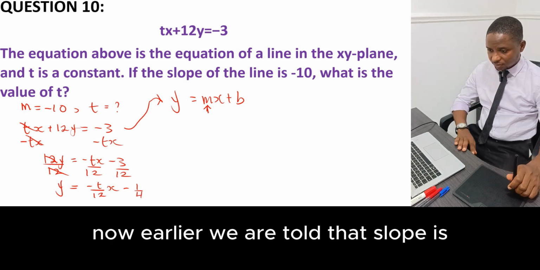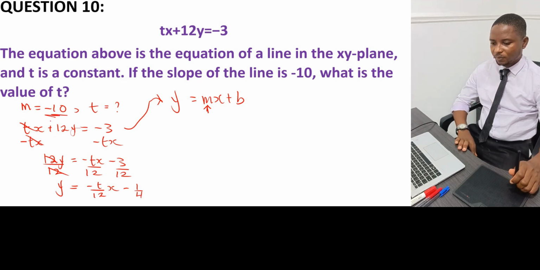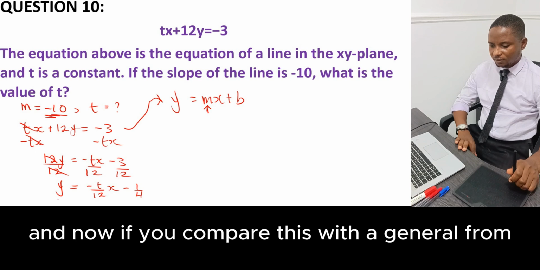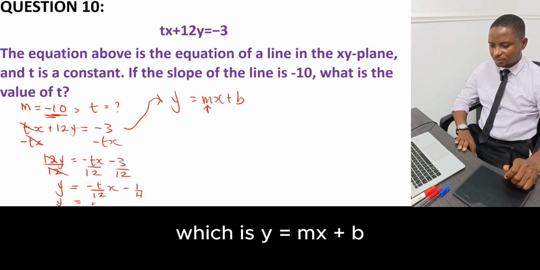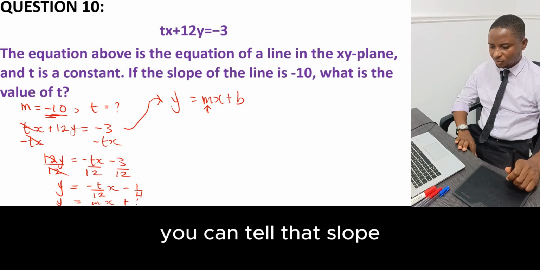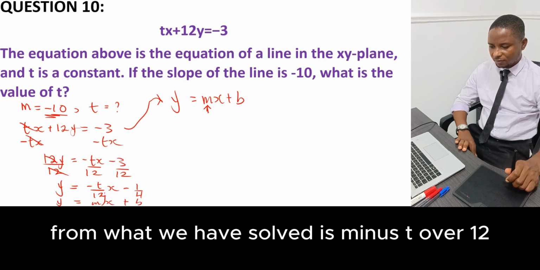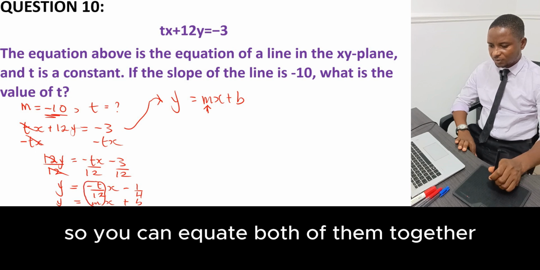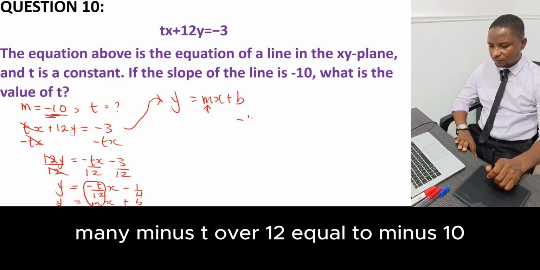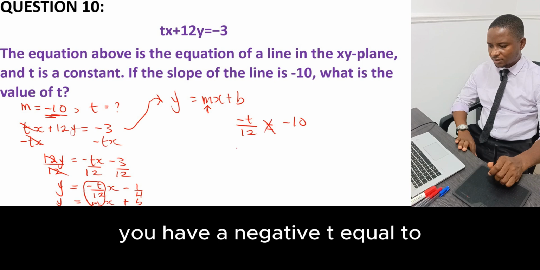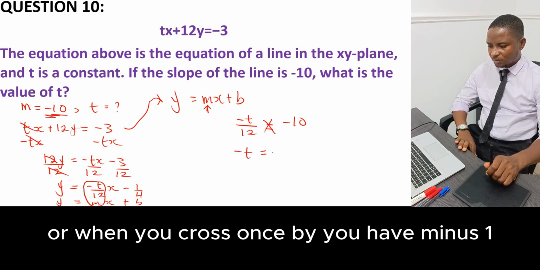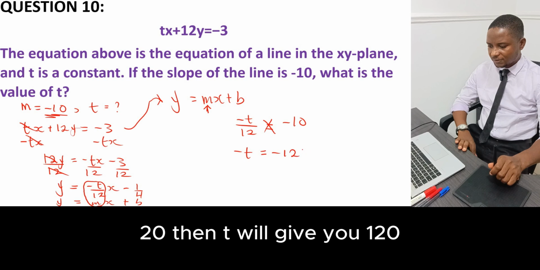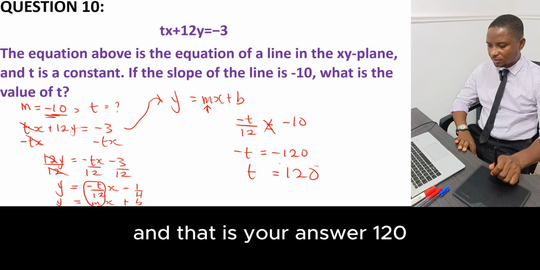Now, earlier we are told that the slope is -10. And now if you compare this with the general form, which is y equal to mx plus b, you can tell that your slope from what we have solved is minus t over 12. So you can equate both of them together, meaning minus t over 12 equal to minus 10. Then just cross multiply. You have minus t equal to minus 120. Then t will give you 120. And that is your answer, 120.